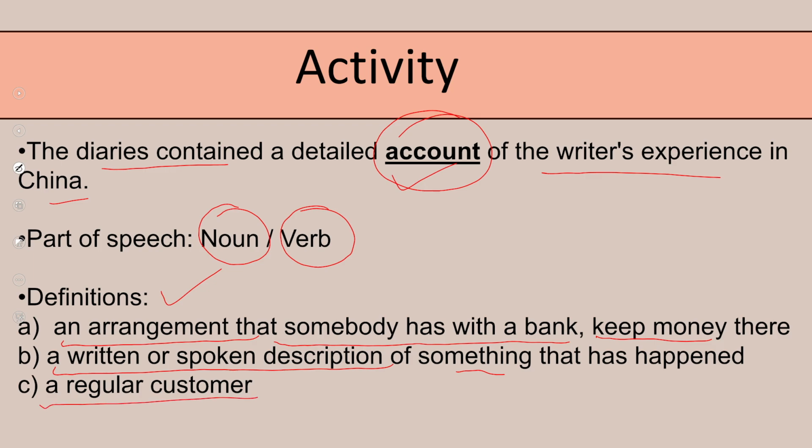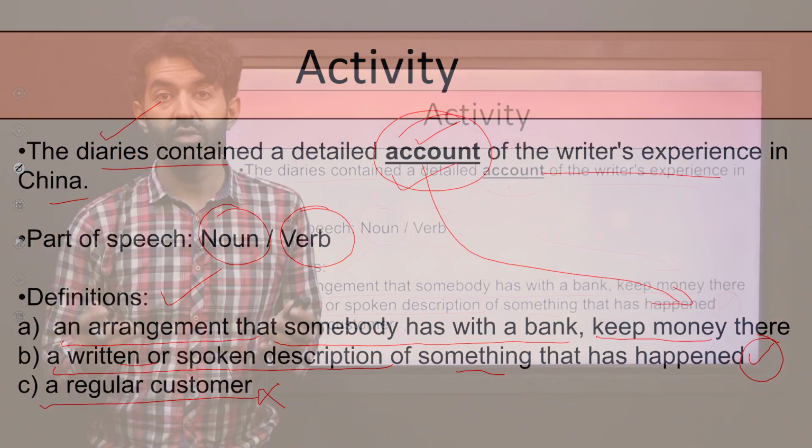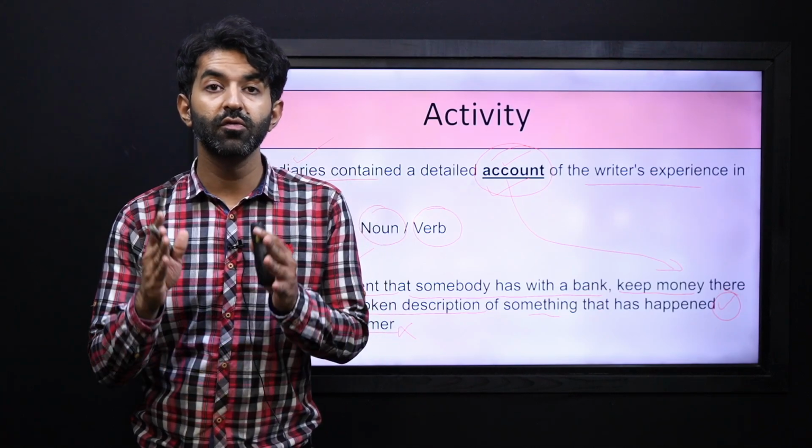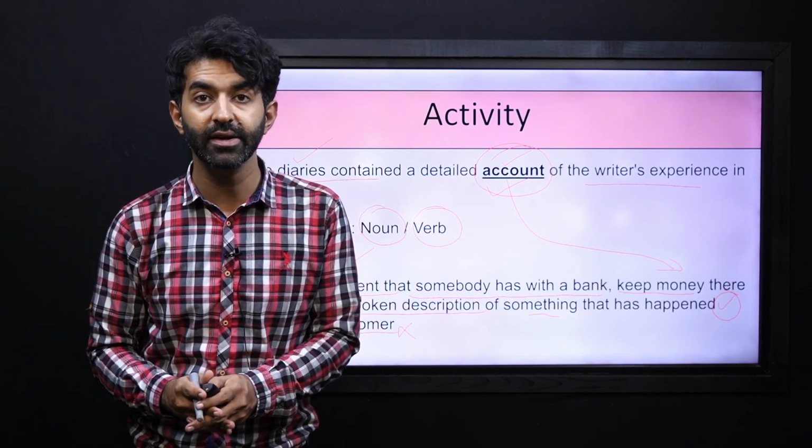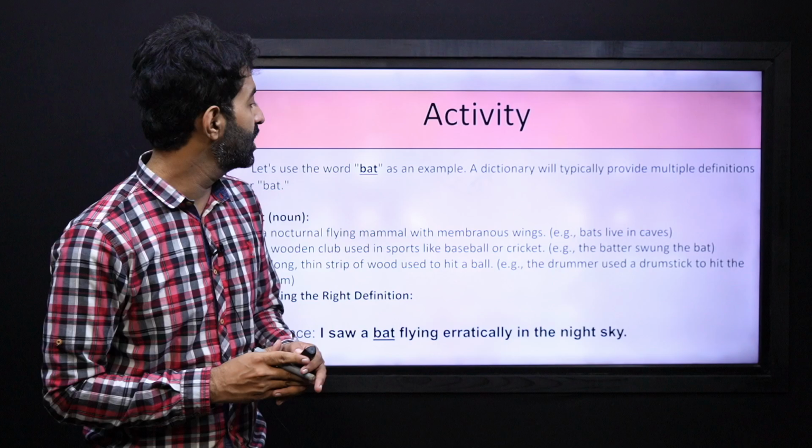So the diaries contained a detailed account. Is it an arrangement that somebody has with the bank? No, we are not dealing with a bank, we are dealing with diaries. A written or spoken description of something that has happened. This is the right definition of the word account over here. The last one is also wrong. So, though the word account has different meanings, we are going to choose the one that suits our context and our sentence. So I hope that now you're very much clear about it.